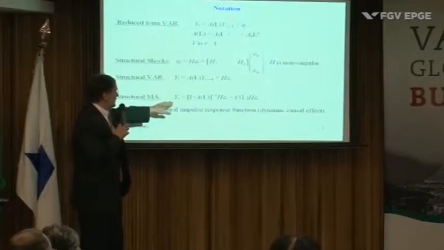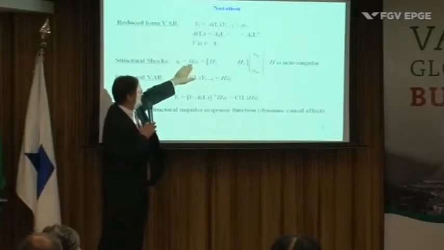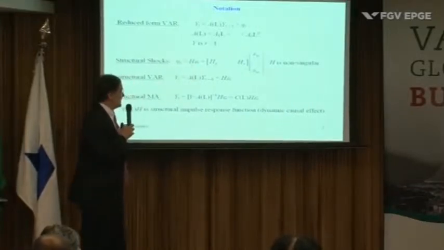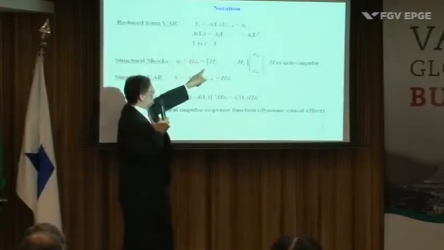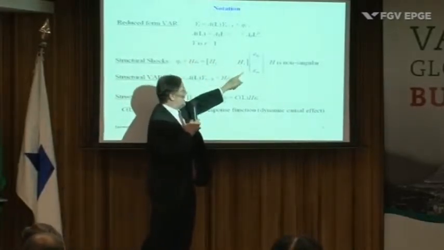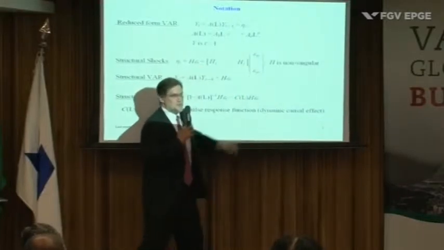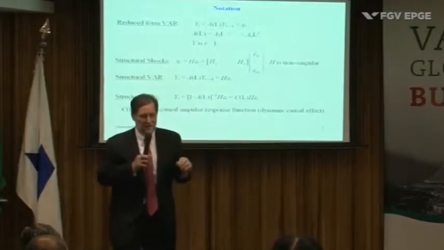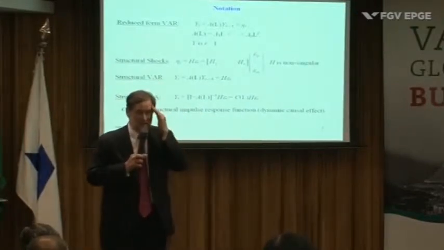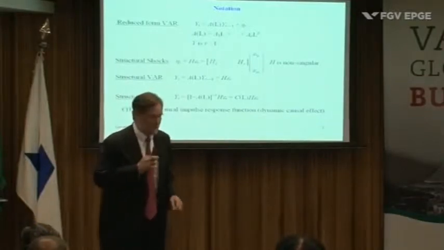So just to finish up the notation, eta are the reduced form errors, epsilon are the structural errors, and H is going to be this important matrix that links these things. H has columns H1 through HR, and there are R of these structural shocks. This is going to be important because we're not going to be very ambitious here.